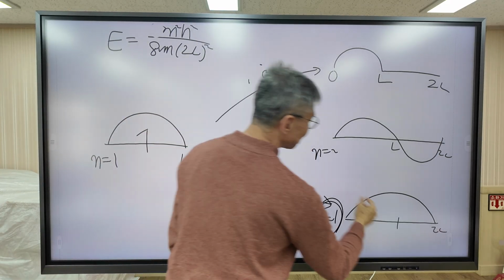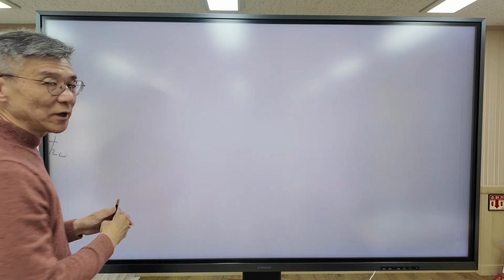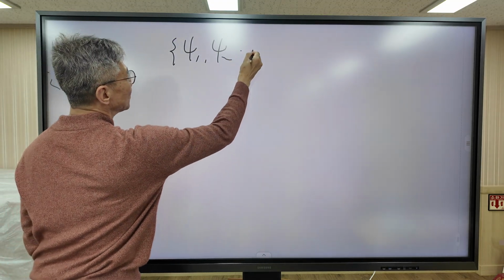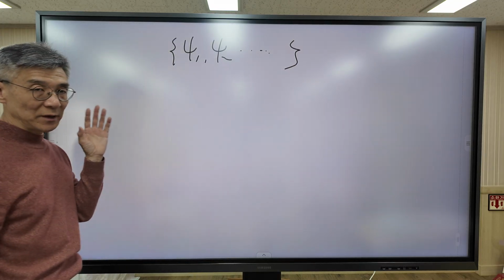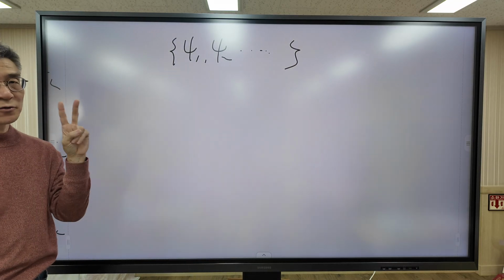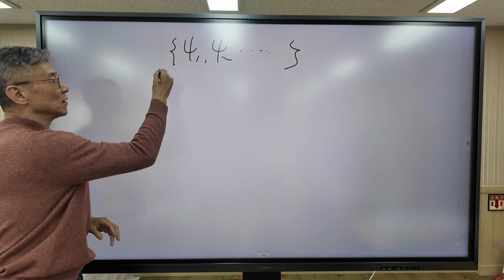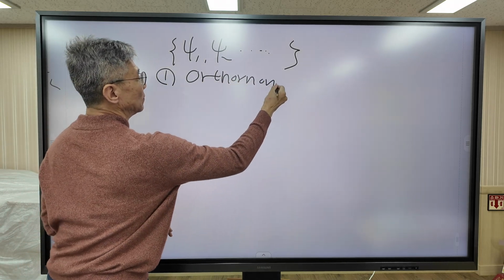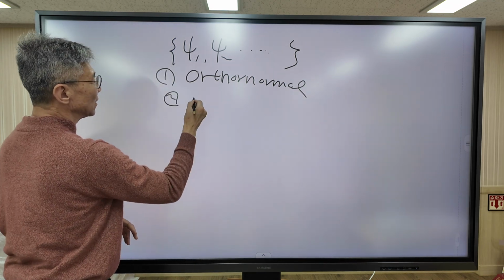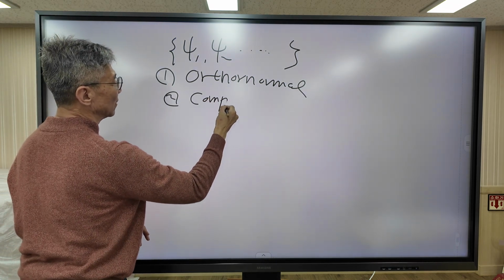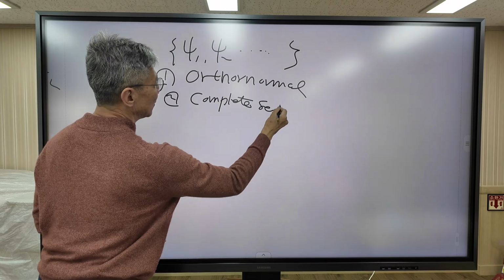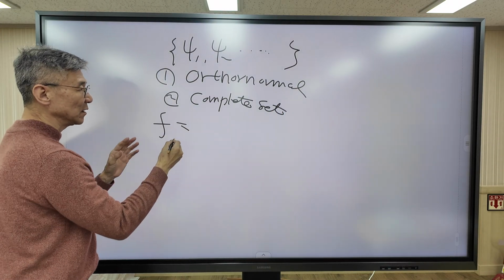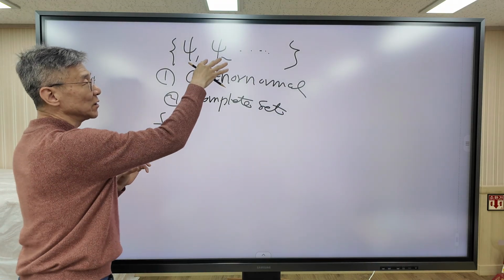But as I said before, when you solve Schrödinger equation, there are many solutions. And as I said before repeatedly, the solution follows two important properties. First one is orthonormal. Second property is complete set. For complete set, what does that mean? For any arbitrary function, it can be expressed as a linear combination of this one.